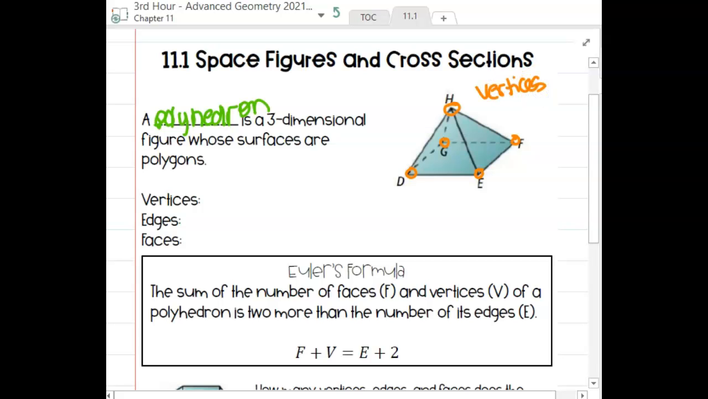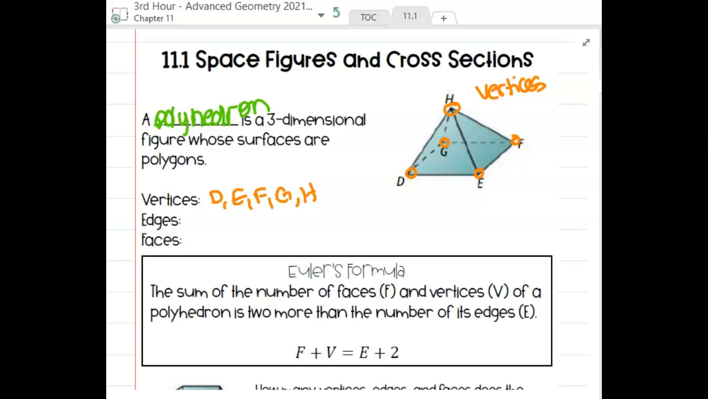And if I wanted to name them, vertices are points, so we name them with just one letter. All of the vertices here would be D, E, F, G, and then H at the top there. So the vertices are just points.